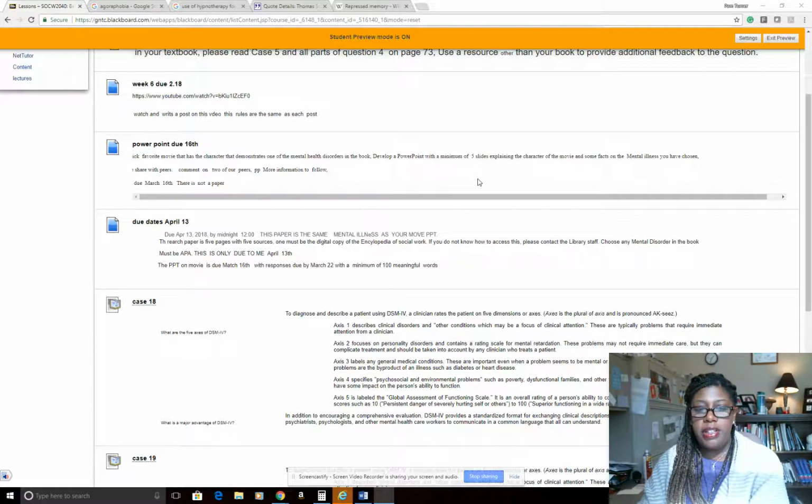It does include a digital copy of the Encyclopedia of Social Work that is only accessible through our school library, through the website. So it is not the paperback, but the digital copy. If you do not use that, I will not grade your paper. Okay, just so we're clear about that. One of your sources has to be the Encyclopedia of Social Work.